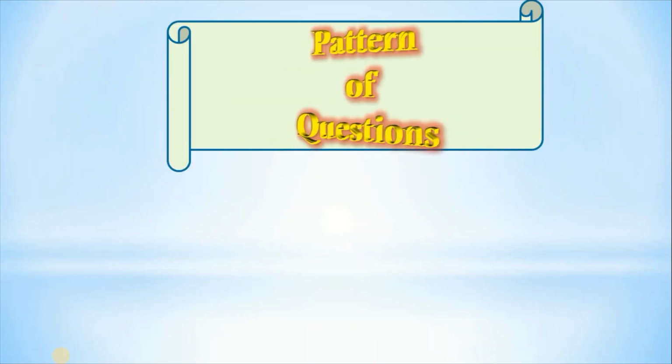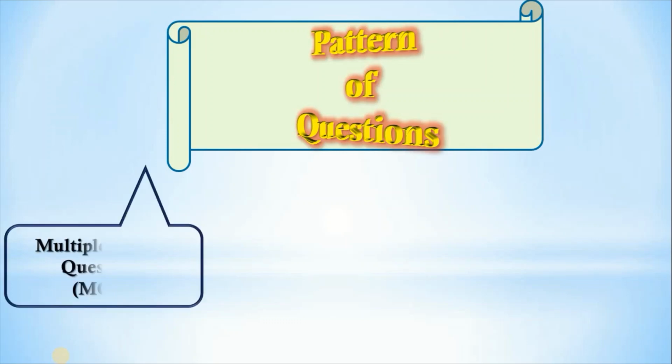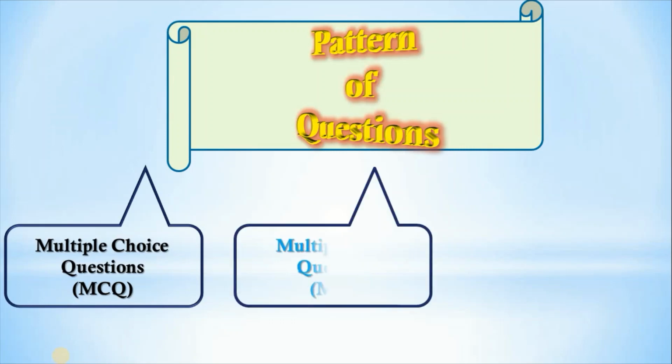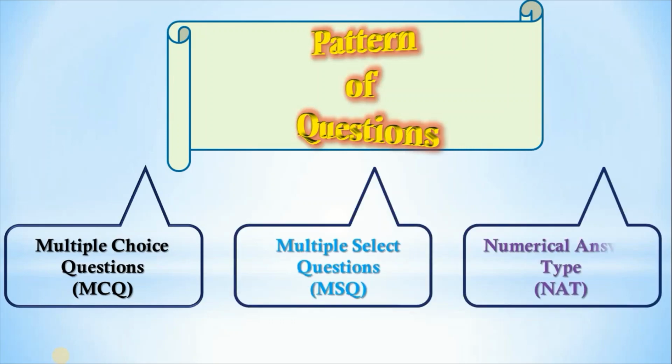So in the pattern of questions, there will be three different types of questions. The first one will be multiple choice questions, the second multiple select questions, and the third numerical answer type, that is NAT type of question. The new multiple select questions are a new type of question you will see in the GATE 2021 question papers. Now we will see one by one the pattern of questions, how the questions will appear in the GATE exam. First we are going to see multiple choice questions.